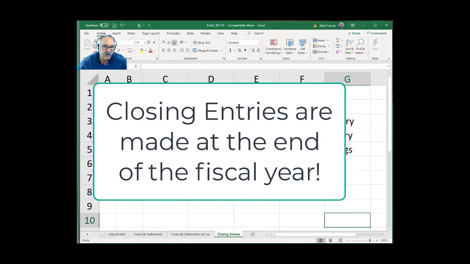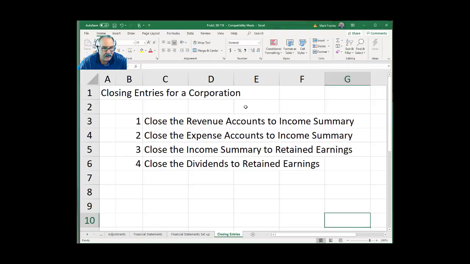First of all, we make the closing entries at the end of the fiscal year. We're closing the year. This is not something we do every month. This is not something we do every quarter. We do it at the end of the fiscal year. Most companies end their year on 12/31, a calendar year, but not everybody. Major retailers, that's the last thing they want to do at the end of a calendar year, because it's the holiday season. They're busy. They don't want to do that.